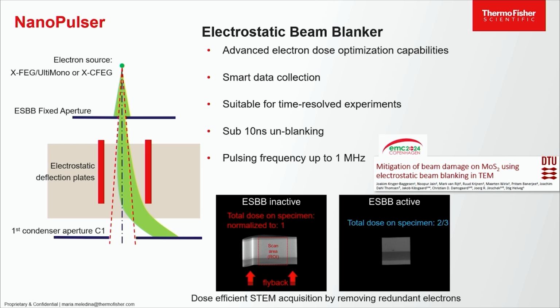So here, basically, there is an example with ESBB inactive and ESBB active. For the inactive one, we basically throw quite a lot of dose into the sample by having the flyback unblanked. And when we activate the ESBB and blank the flyback, we already save a lot of dose which we do not throw onto the sample.